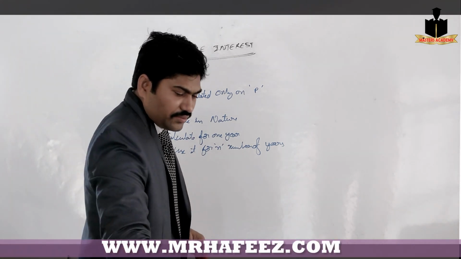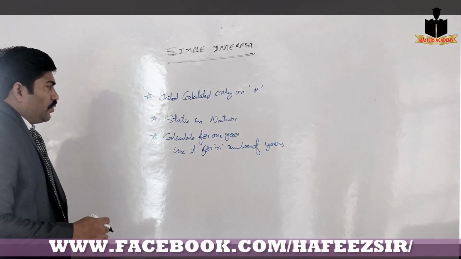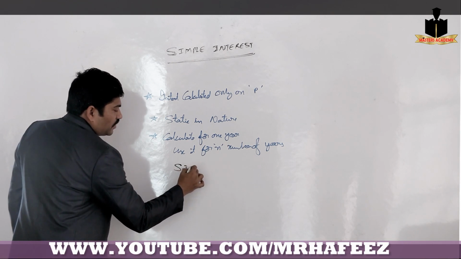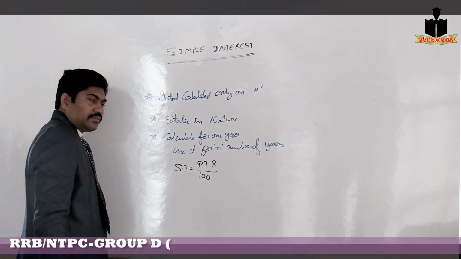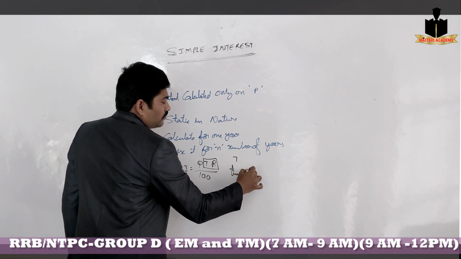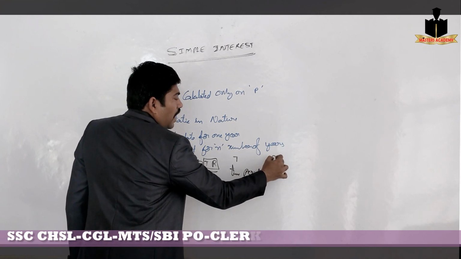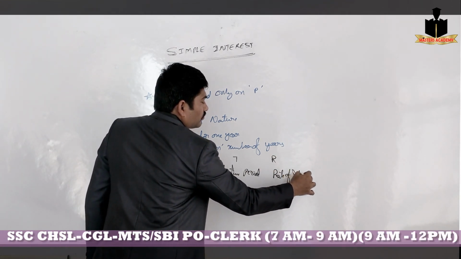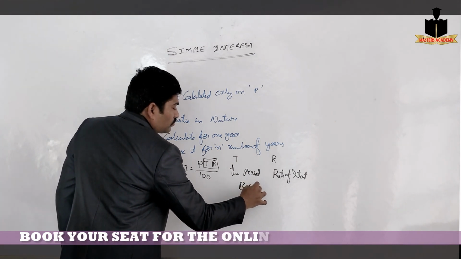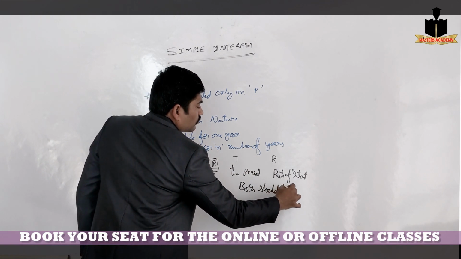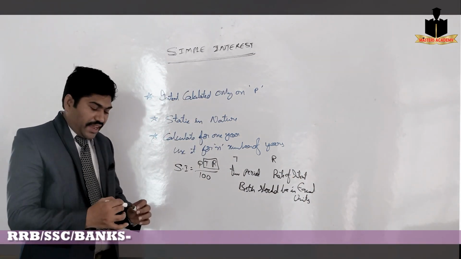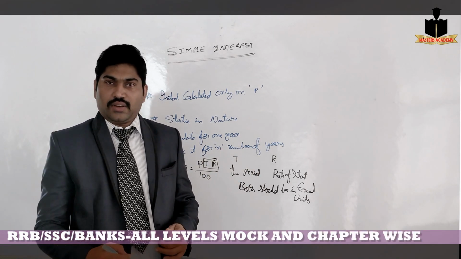So if I want to calculate the simple interest, we can follow a formula as you can see in books. Simple interest equals PTR by 100. But do remember, T means time period and R means rate of interest. Time period as well as rate of interest both have to be in equal units. So by that simple interest can be calculated. The formula is very simple, PTR by 100.